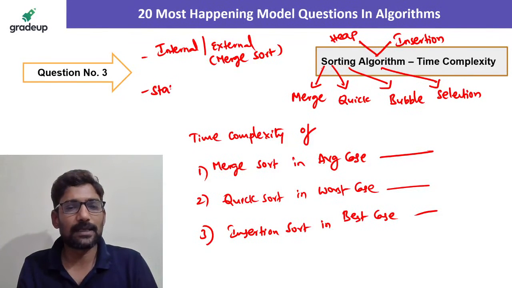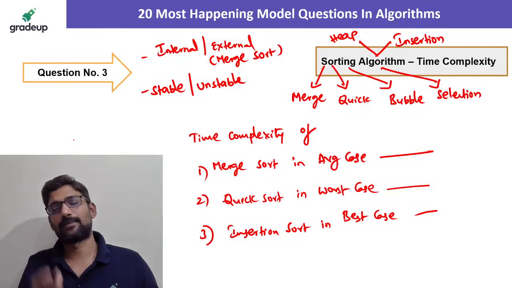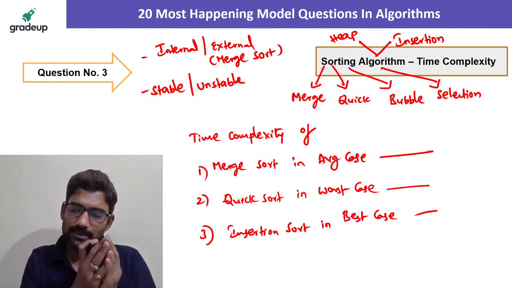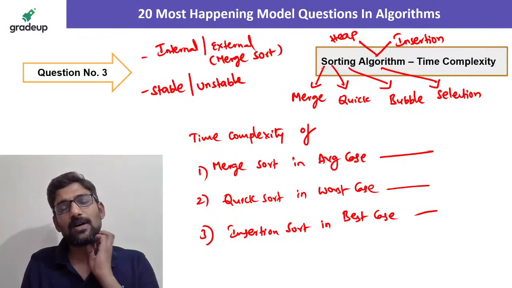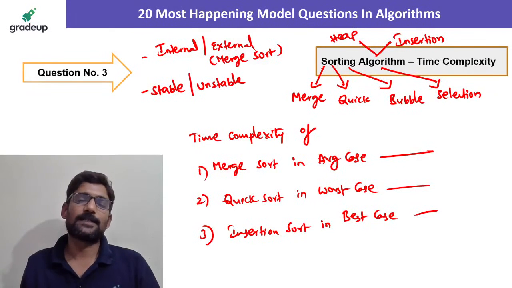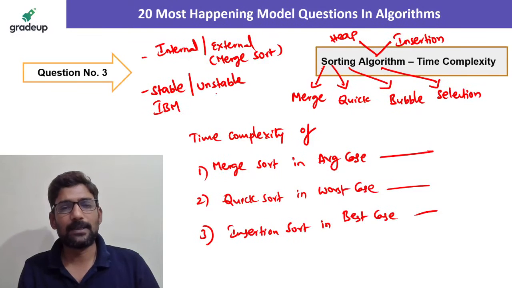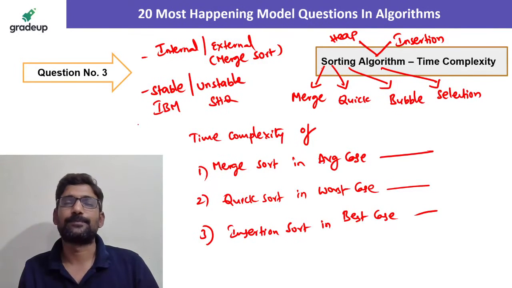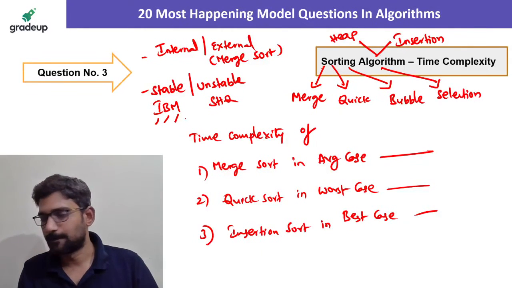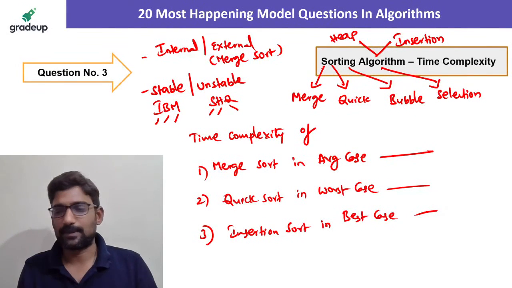And there is another classification, stable and unstable sorting algorithms. It means if you have duplicate elements and they change the order of appearance of the duplicate elements while sorting, they are said to be unstable. Remember, IBM are stable, SHQ are unstable. I for insertion sort, B for bubble sort, M for merge sort are stable. S for selection, H for heap, Q for quick, they are unstable. Easy.